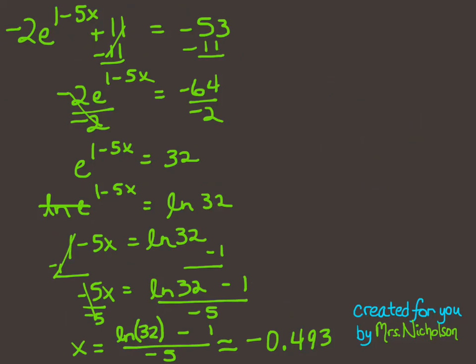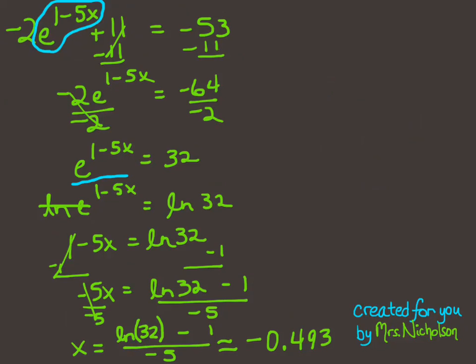If you were successful on this one, we should have ended up with log of 32 minus 1 divided by -5. And if you have a calculator, that approximation comes out to -0.493. Now let's go back and look at our work. From the beginning, we were trying to get the exponential term by itself. And remember, an exponential is a base and its exponent, and that's all. So I needed to just subtract 11 from both sides, and then divide by -2.